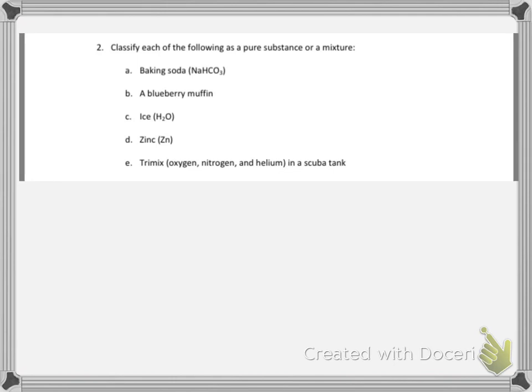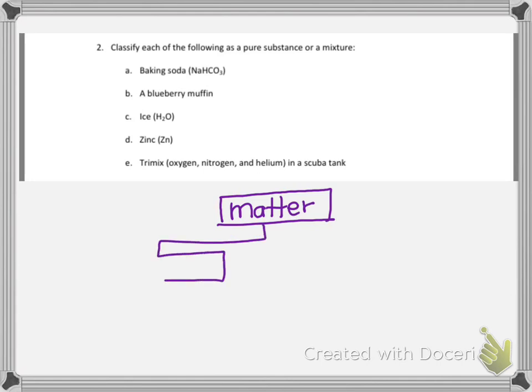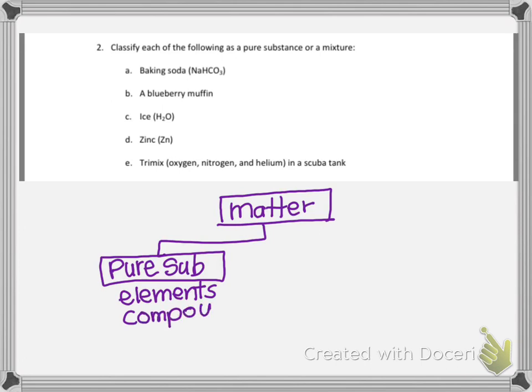Question 2. Classify each of the following as a pure substance or a mixture. So again, let's remind ourselves about the flow chart of matter, where matter is the stuff that things are made of. And we know that we can divide it into pure substances, which would be elements and compounds. And then we would have on the other side mixtures.